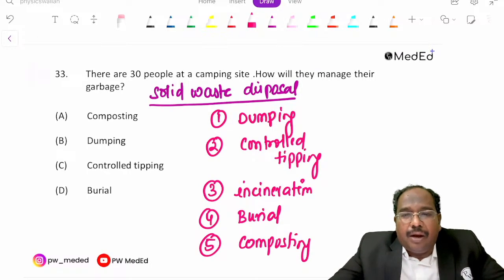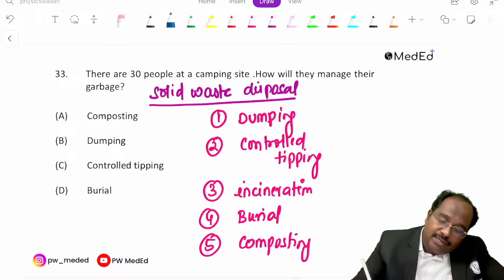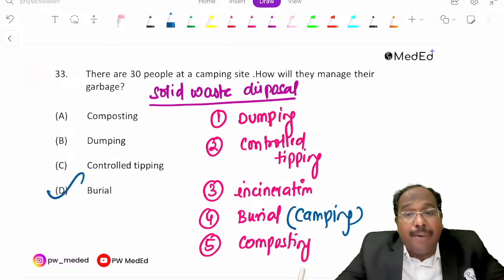Now out of this, which one can be used for camps? Suppose you go for a trip, you make a tent, you are staying there, and some solid waste has been generated. How will it be disposed of? Burial is the method we can use for camping. So the answer here is burial, guys.